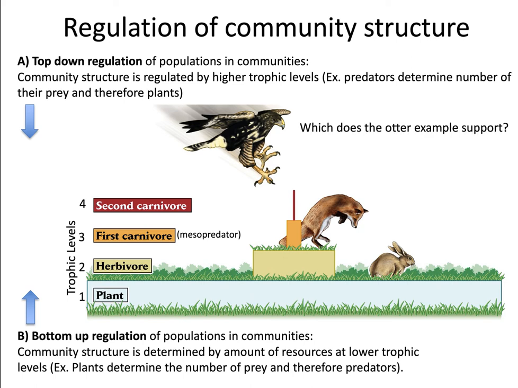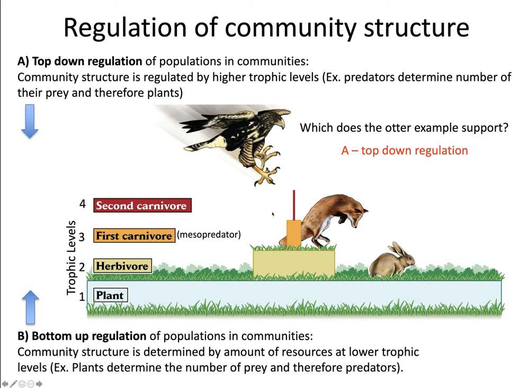Okay, just as an example to make sure you understand: the previous otter example that we used, where the otter controls the kelp beds, is that an example of top-down regulation or bottom-up regulation? Which do you think? All right, if you said top-down regulation, that is right. That's an example of a mesopredator of those urchin herbivores controlling the plant community.